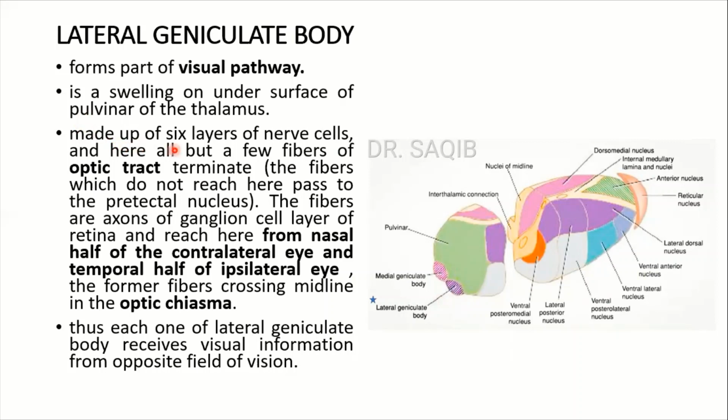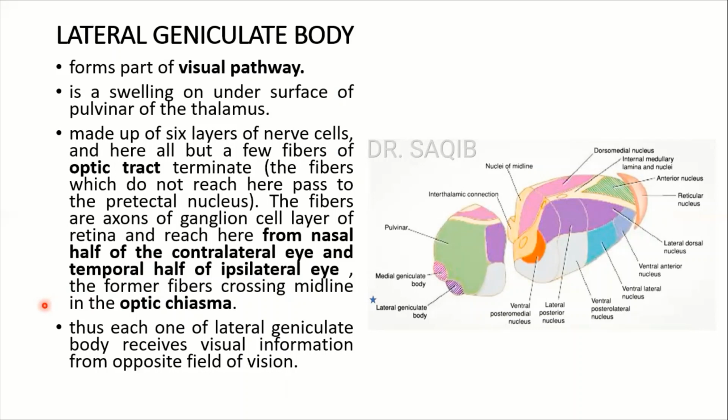And it is made up of 6 layers of nerve cells. Very important, 6 layers of nerve cells. And here all but a few fibers of optic tract terminate. The fibers which do not reach here pass to the pretectal nucleus. The fibers are axons of ganglion cells, layers of retina, and reach here from nasal half of the contralateral eye and temporal half of the ipsilateral eye, in the form of fibers crossing midline in the optic chiasma.